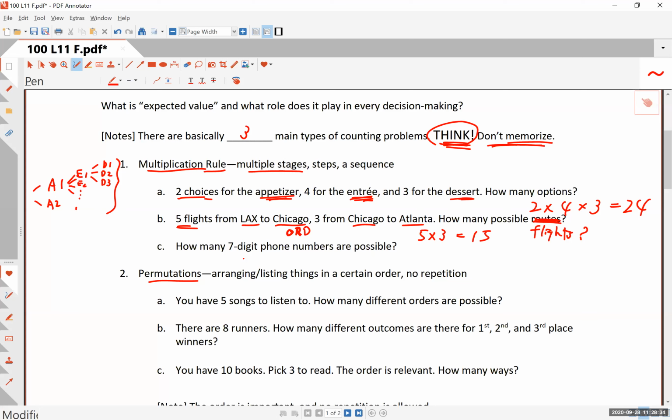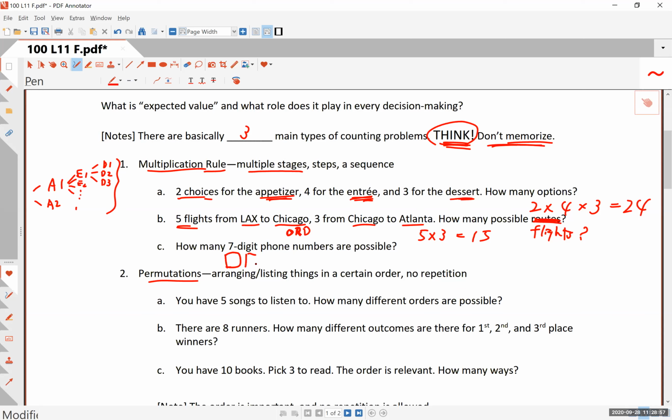Okay. How many 7-digit phone numbers are possible? Oh, that's an important thing if you are in charge of the communication system for a city or something. Do we have enough phone numbers if we have only 7 digits in our particular area code? And the way to think about this, and you may think, why is this a problem with multiplication rule?